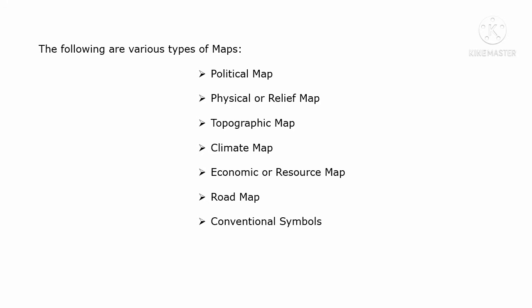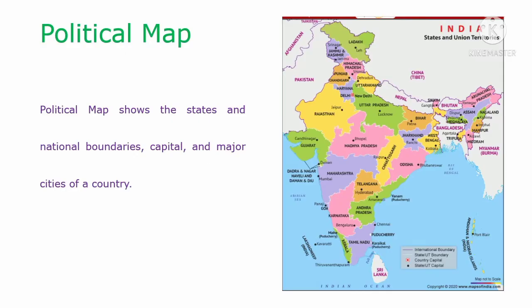Among them, the first is political map. A political map is the map that shows the states and national boundaries, capital and major cities of a country. That you can see in the beside map which was given here. So you can see the national boundaries.